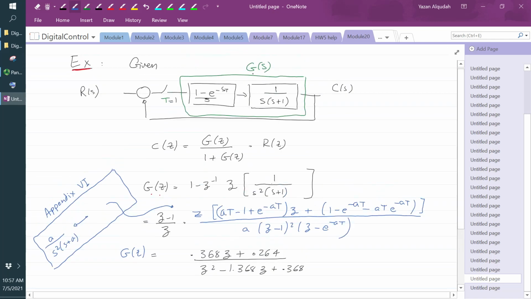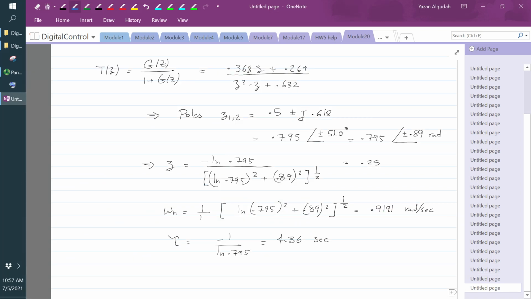So this is g of z from g of s here, and therefore I can calculate the transfer function t of z, g of z over 1 plus g of z. This gives me the transfer function of the closed loop system. Now if I look at the poles here, z1, z2 is going to equal, if I take the roots of this equation, 0.5 plus minus j 0.618, which has a magnitude of 0.795, and the angle is plus minus 0.89 in radians.